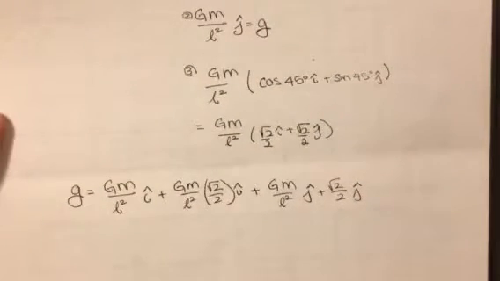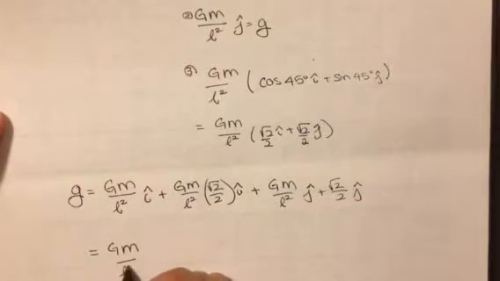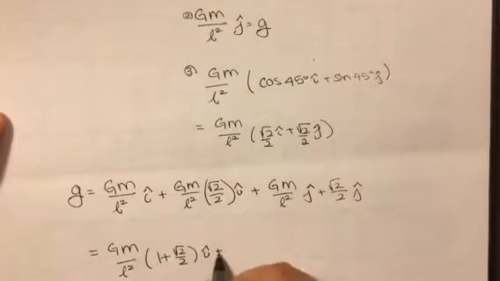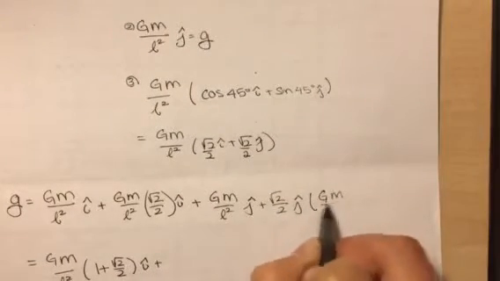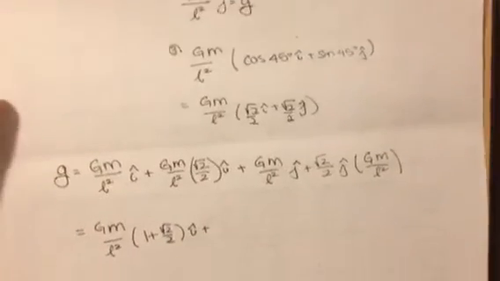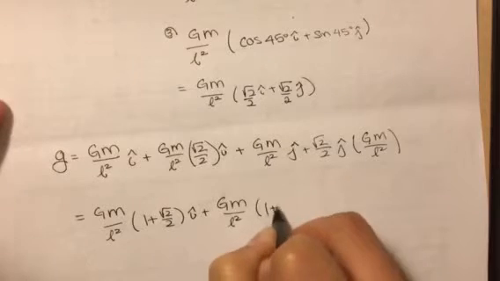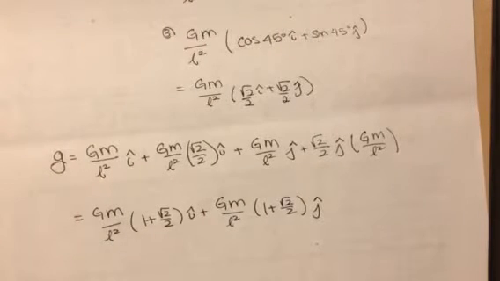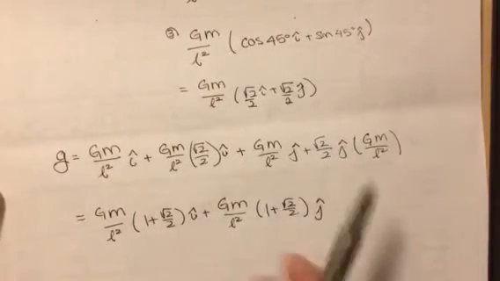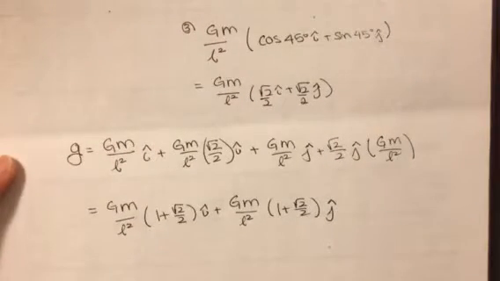Now this is really ugly. You can condense it and do something a bit simpler. Dang it, I forgot the distributive property here. G m over L squared. There. That should solve that. And then G m over L squared, 1 plus root 2 over 2 j. And these are the two parts of your vector. Basically, it's your vector components to find the gravitational field.